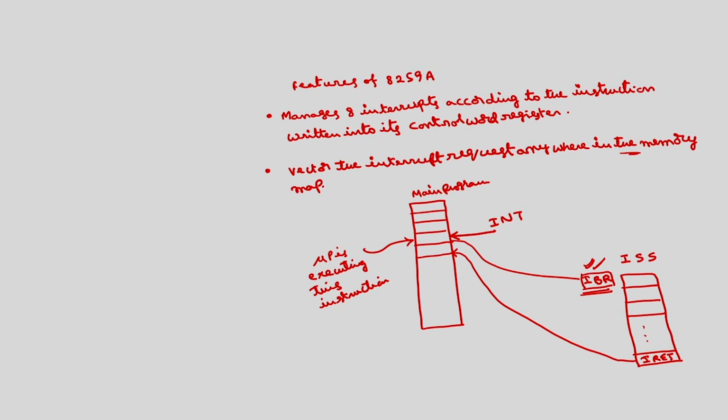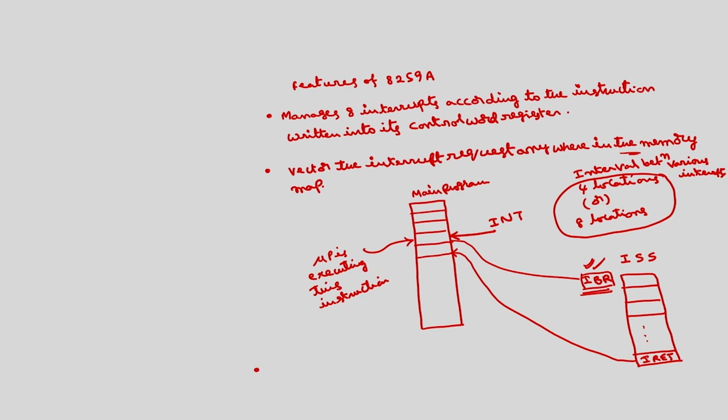This is the second feature. The address can be loaded anywhere in the total memory map, but the addresses of consecutive interrupts will be separated by either 4 locations or 8 locations. The interval between various interrupts can also be programmed. This can be either 4 locations or 8 locations.